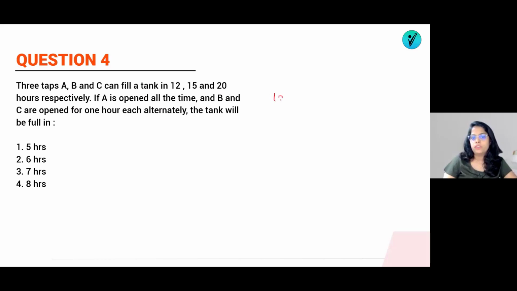So first of all, we will find out their efficiency. It's 12, 15 and 20. So the total capacity of the container will be 60. So the efficiency of A will be 5, efficiency of B will be 4, efficiency of C will be 3.